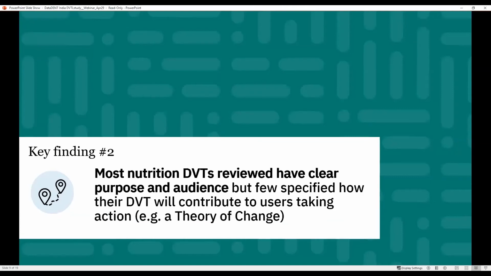Our second finding shows that most nutrition DVTs in India reviewed have a clear purpose and audience, but few specified how their DVT will contribute to users taking action, such as a theory of change.